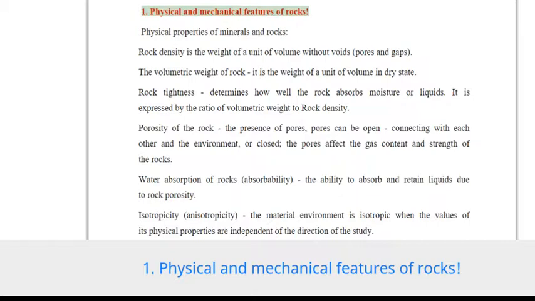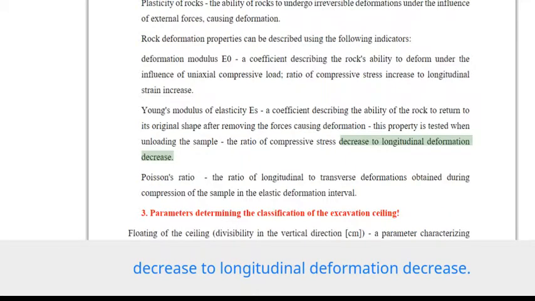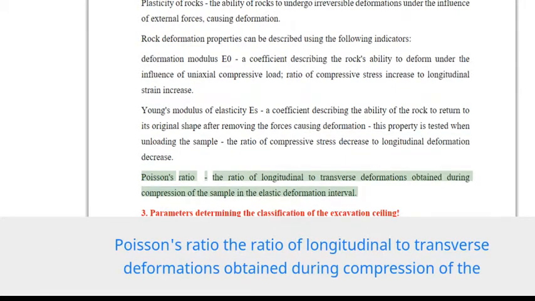Young's modulus of elasticity is a coefficient describing the ability of the rock to return to its original shape after removing the forces causing deformation. This property is tested when unloading the sample. The ratio of compressive stress decrease to longitudinal deformation decrease. Poisson's ratio. The ratio of longitudinal to transverse deformations obtained during compression of the sample in the elastic deformation interval.